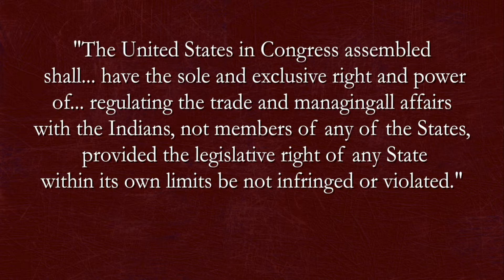It said, the relevant language, the United States in Congress assembled shall have the sole and exclusive right and power of regulating the trade and managing all affairs with the Indians, and then a comma, not members of any of the states, provided that the legislative right of any state within its own limits be not infringed or violated. Now, it's the part after the comma that caused this grant of power, recognition of power, delegation of power to the federal government, the Confederation government, to be hopelessly confusing.